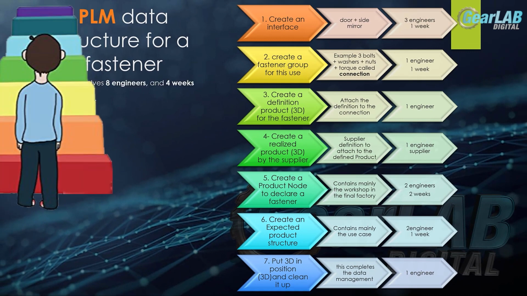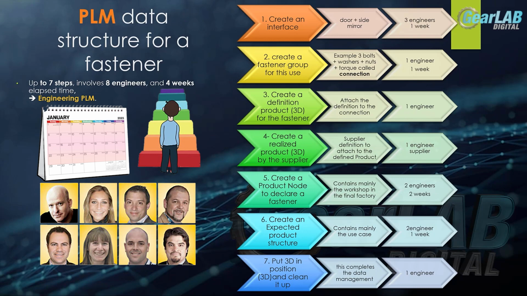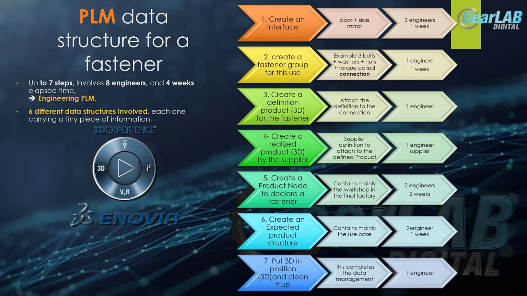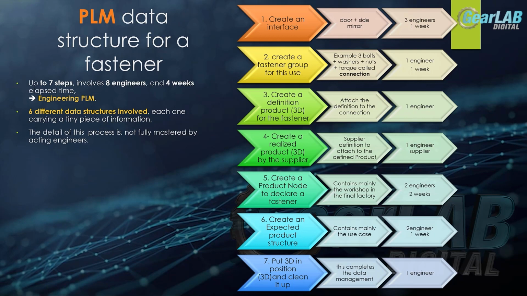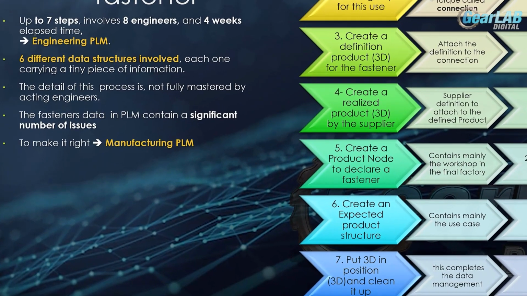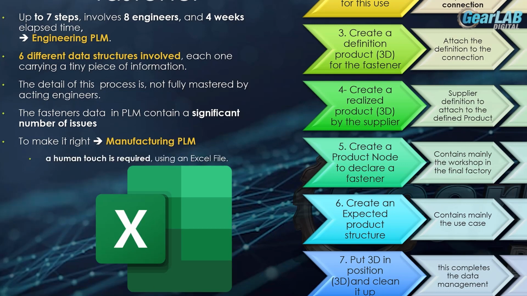So, this process needs 7 steps, involves 8 engineers and 4 weeks elapsed time, all working with the engineering PLM system. And 6 different data structures involved, each one carrying a tiny piece of information. Furthermore, the detail of this complex process is not fully mastered by acting engineers. Then, the fasteners data in PLM contain a significant number of issues. To make it right, when the engineering PLM handovers to manufacturing PLM where no issue is tolerated, then a human touch is required to make it manually into an Excel file, as usual.